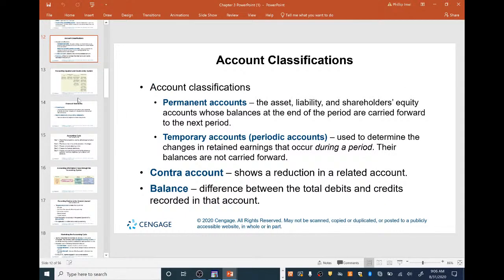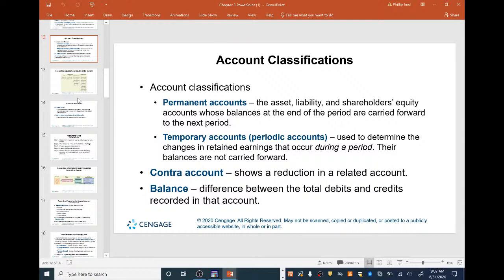Let's talk about some account classifications. We can either have permanent accounts or temporary accounts, right? Permanent accounts are going to be your assets, liabilities, and equity accounts. These are accounts whose balances at the end of the period are carried forward to the next period. So once again, balance sheet accounts are permanent accounts. What's on the balance sheet? We have assets, liabilities, and equities, right? So those are permanent accounts. Those are carried from period to period, right?